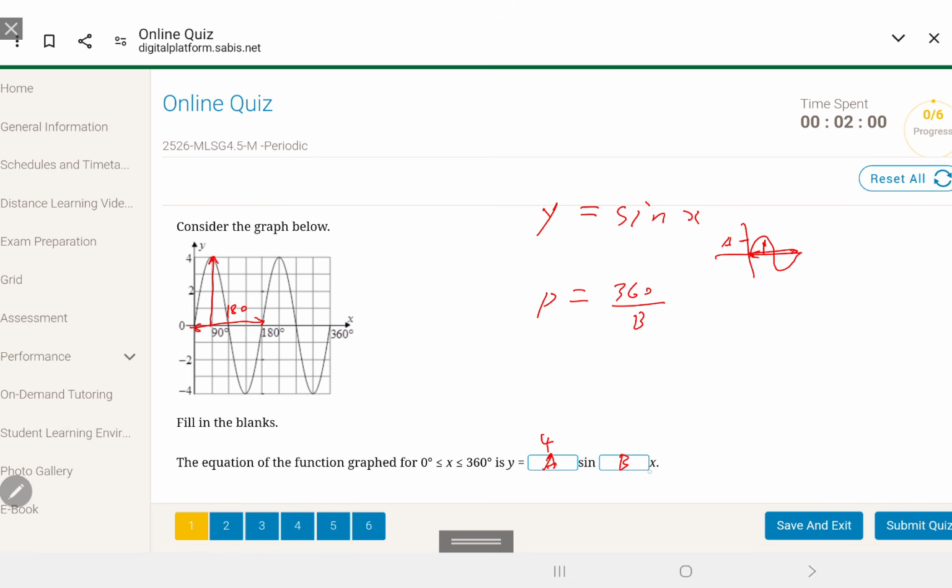Sine bx now. To find b, you have to put the period, which is 180, equal to 360 divided by b. And this means b equal to 360 divided by 180, which is 2. So here you have 2. So here you have 4, here you have 2.